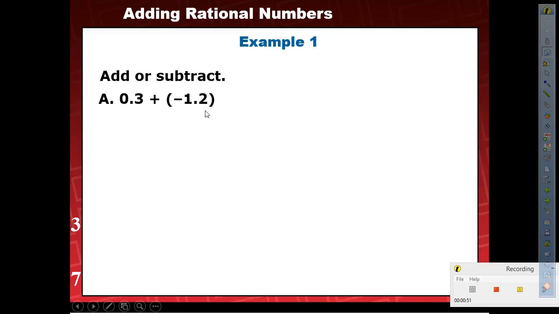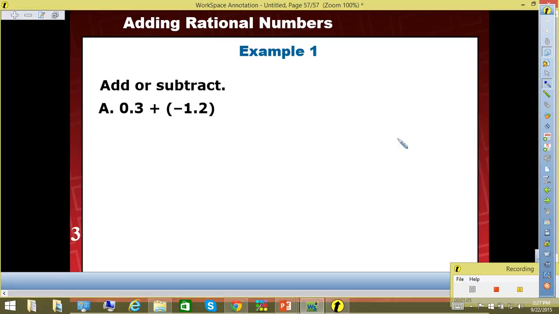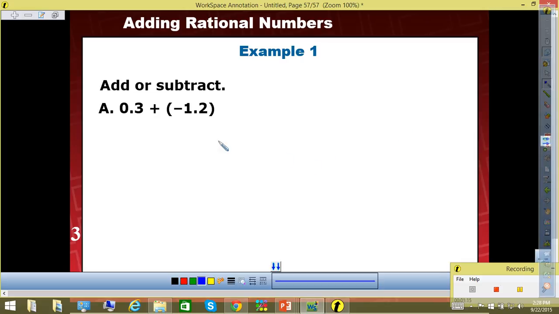So look at this one. This is where I want to get to. I'm going to go over this one first. Here we go. Pens down, eyes up here. Check this out. I'm going to do this two ways. One, using the absolute value, and then two, using the number line. And I want you to do it both ways. So pay attention, pens down. Here we go. First way.